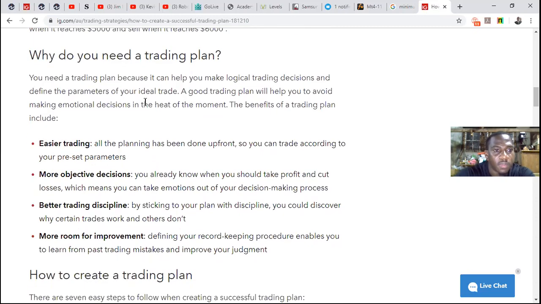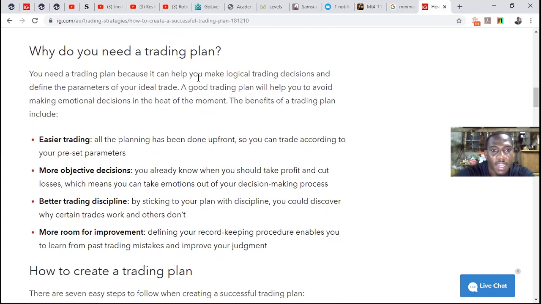Why do you need a trading plan? You need a plan because it can help you make logical trading decisions and define parameters for your ideal trade. A good trading plan will help you to avoid making emotional decisions in the heat of the moment. The benefits of a trading plan include blah blah blah.